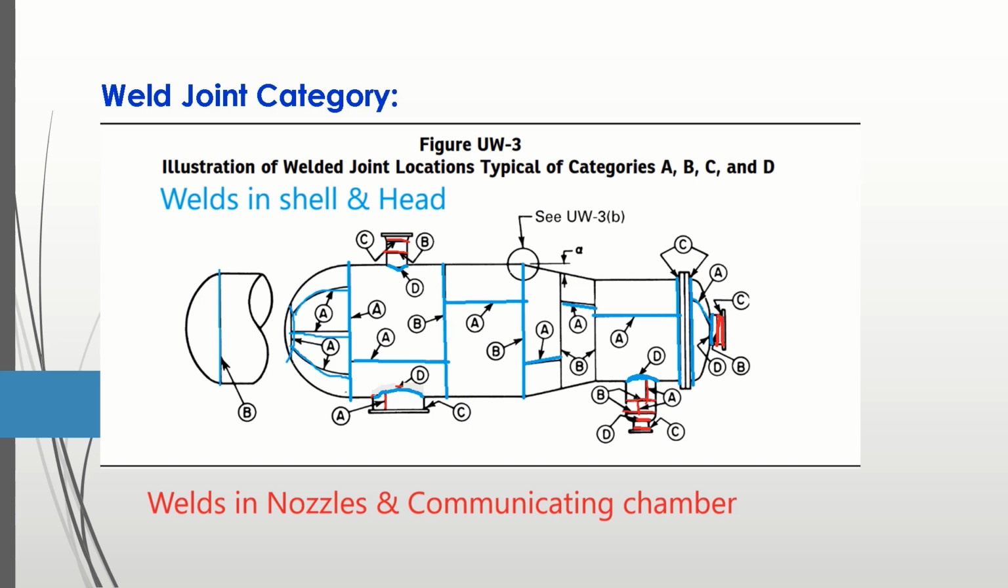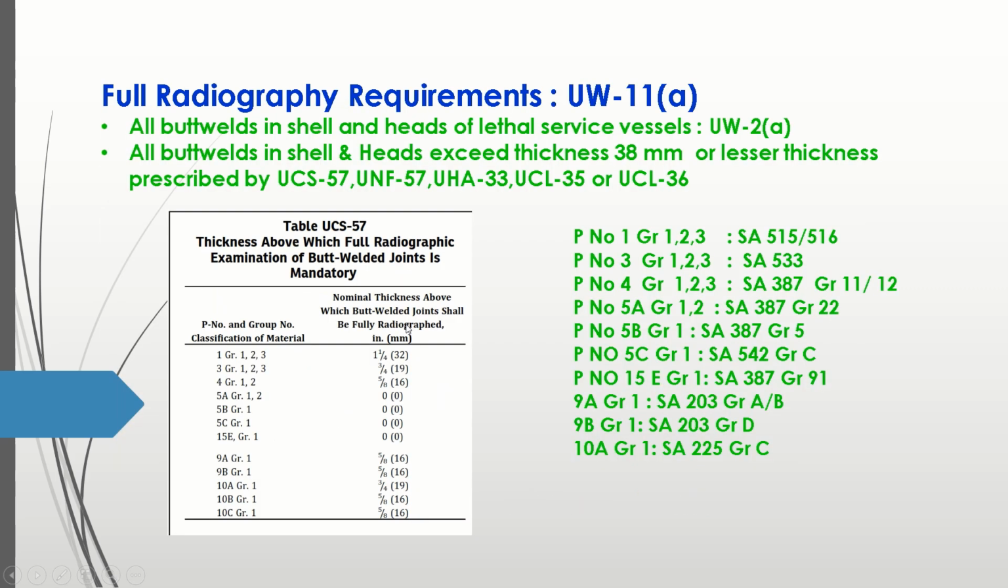Then welds in shell and head are marked in blue, and welds in nozzles and communicating chambers are marked in red. This distinction is very important for identifying the radiography requirements as per ASME Section 8 Division 1.